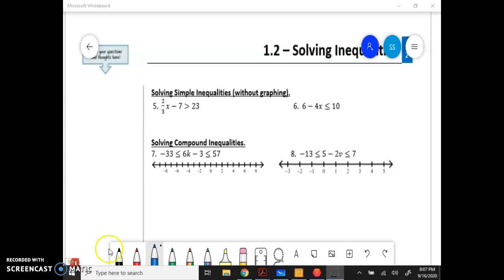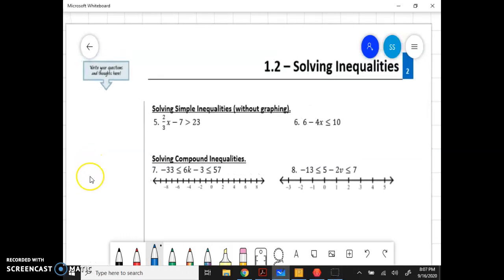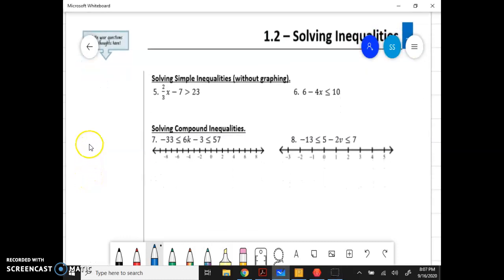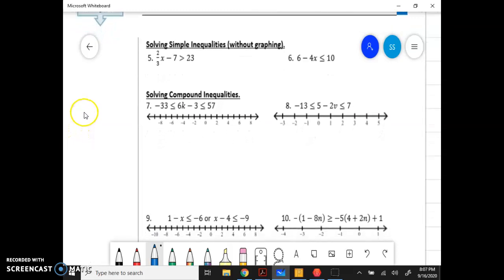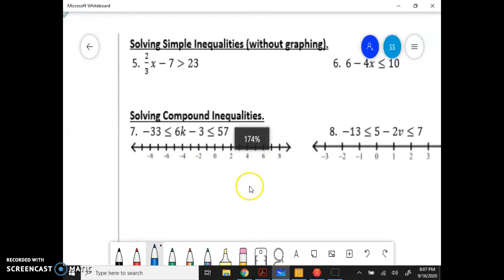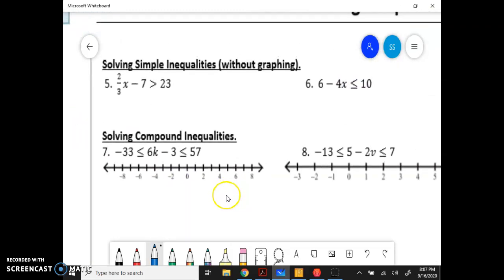Okay, here we go. This is Algebra 2, 1.2, solving inequalities. We're starting on the back page here today. First couple here are just solving simple inequalities without graphing. So we're just going through the motions of actually solving for x here. And we just have to do this exactly the same way we would with an equation, right?